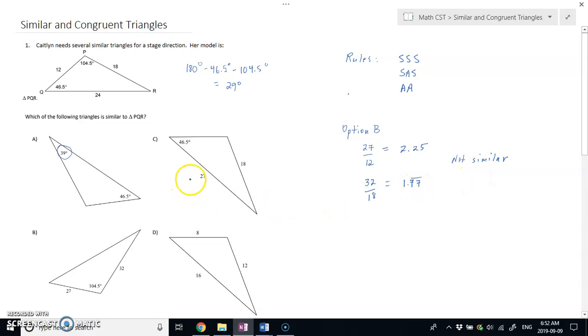Option C, we don't even have to do any math here because I can see that they've given 2 sides and an angle, but they're not in the form side, angle, side. They're angle, side, side. And we're not allowed to do that. That's not one of the rules of similarity. So this one's wrong on its face because we can't prove for certain that the triangles are similar. Let's look at option D.